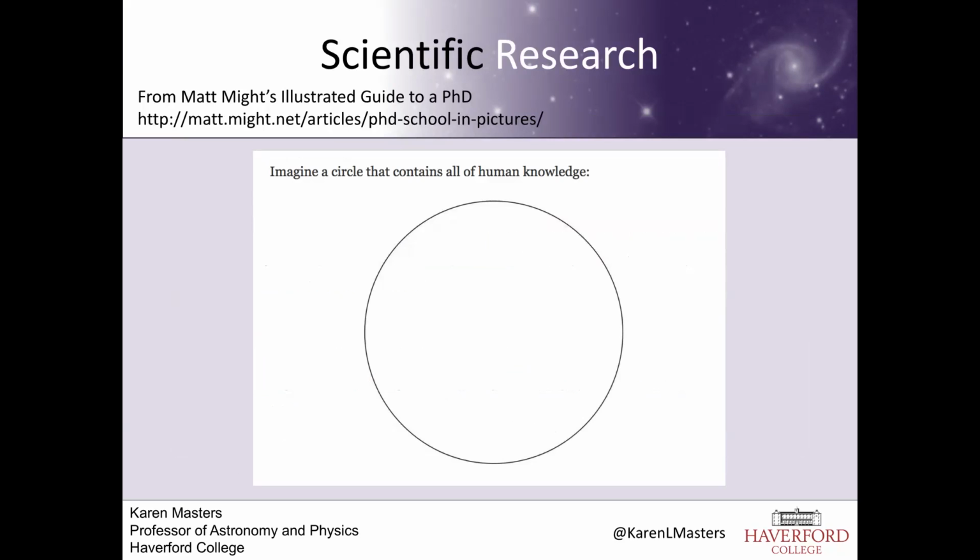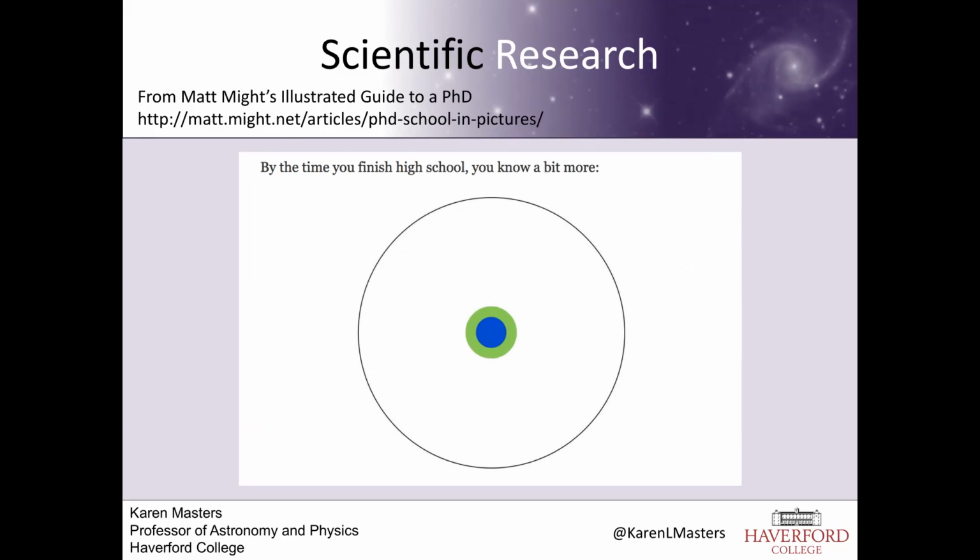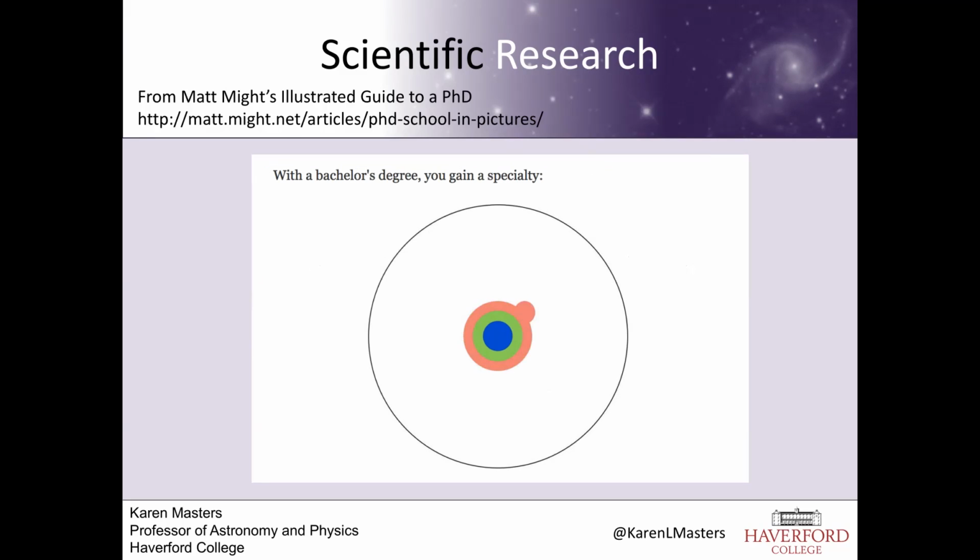Before we get started in more detail, let's talk a little bit about what scientific research is. This is from Matt Might's Illustrated Guide to a PhD, but I think it applies to the scientific research that you're doing during your undergraduate degrees as well. If you imagine a circle that contains all of human knowledge, by the time you finish elementary school, you know a little bit about pretty much every direction of human knowledge. By the time you finish high school, you know a bit more. And now that you are engaged in your bachelor's degree, you are gaining a specialty, so your knowledge is poking out in one direction in particular, or in several directions.